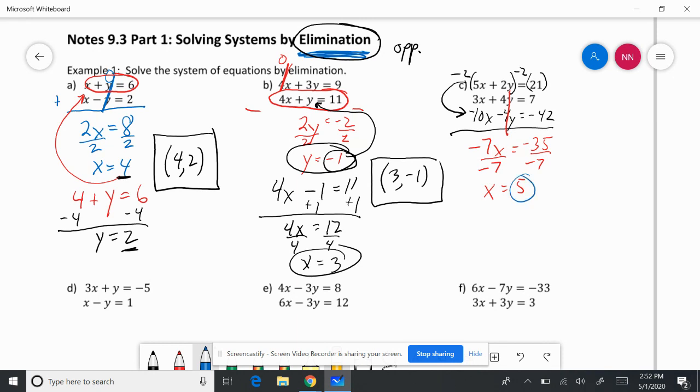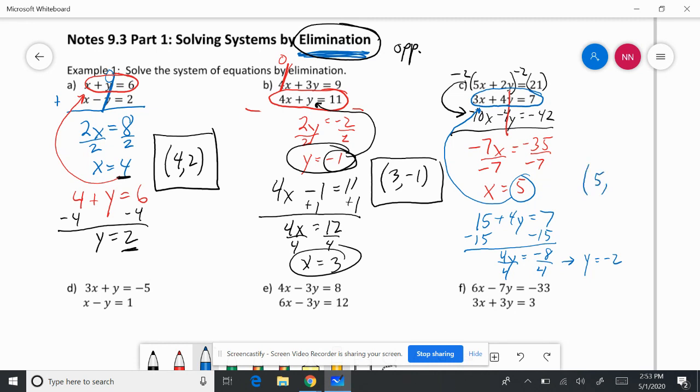In my opinion, the second one looks easier, so I'm going to use this one right here. I'm going to take the 5 and plug it into my x. 5 times 3 is 15. So 15 plus 4y equals 7. I subtract 15. I get 4y equals negative 8. I divide by 4. y is equal to negative 2. Once again, I have to write an ordered pair. x comes first, y comes second.